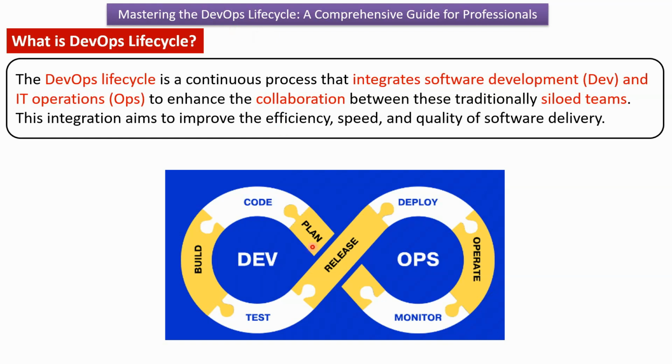Here you can see the DevOps lifecycle. It starts with plan, code, build, test, release, deploy, operate, and monitor. Then these steps will repeat.